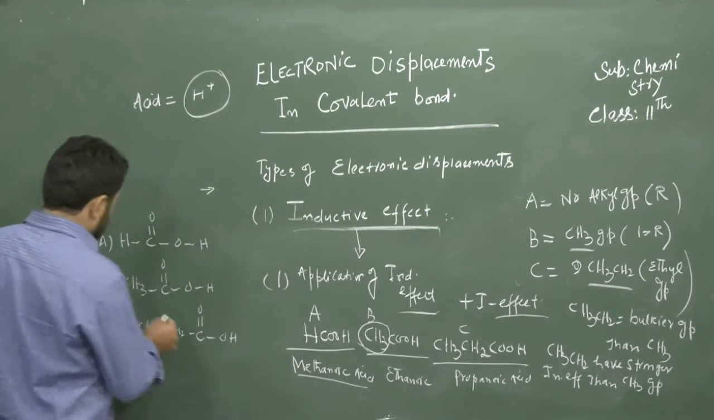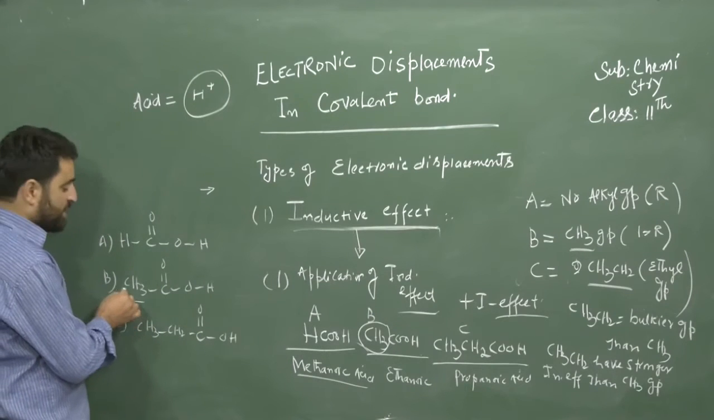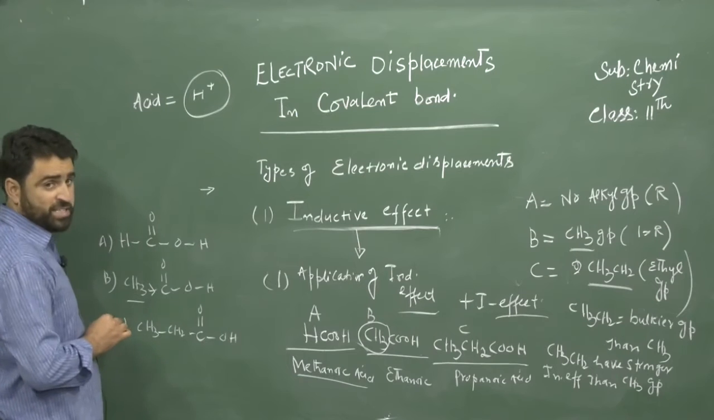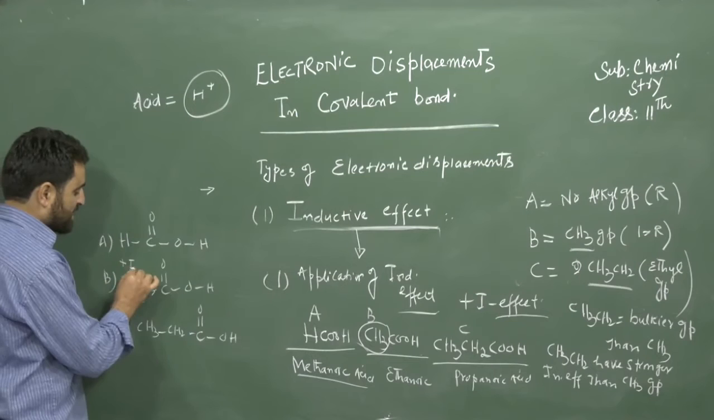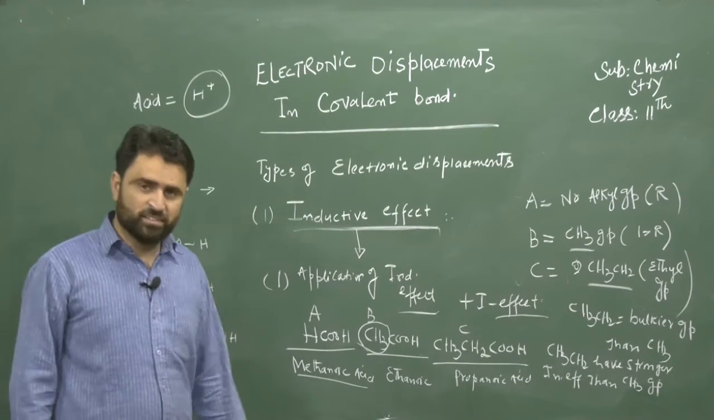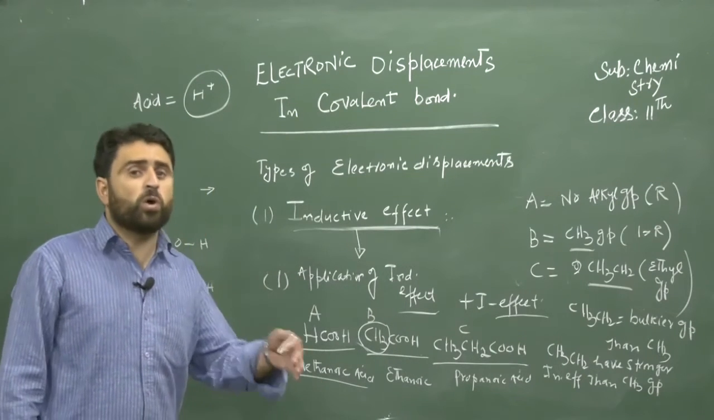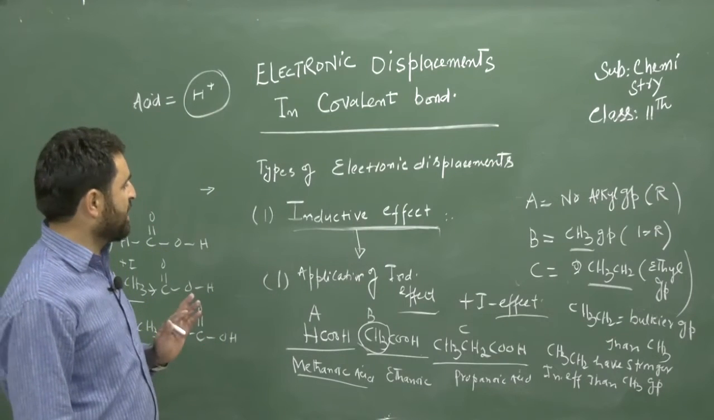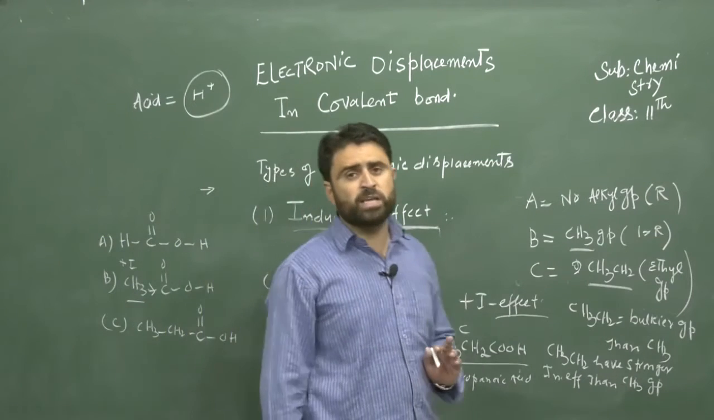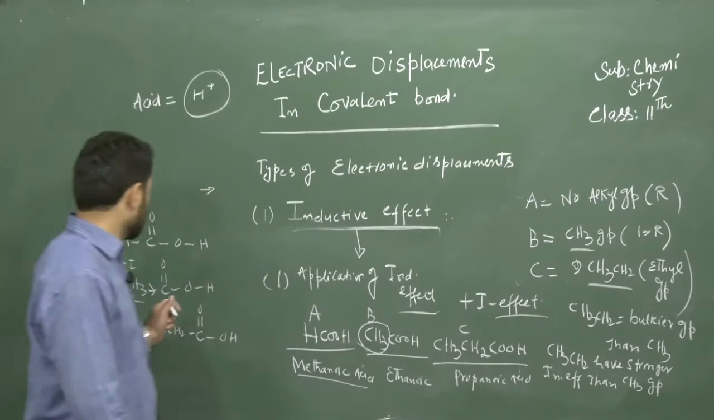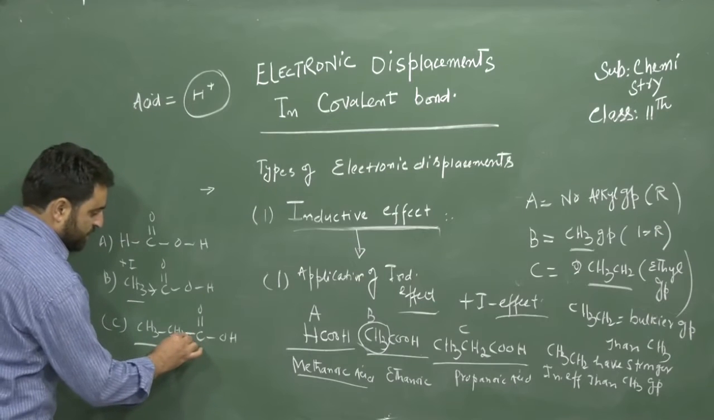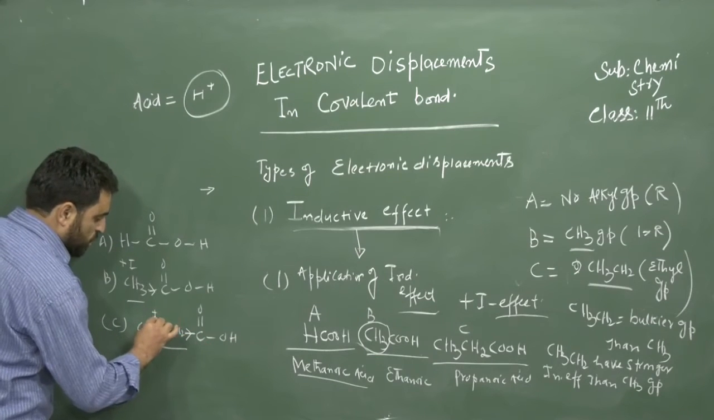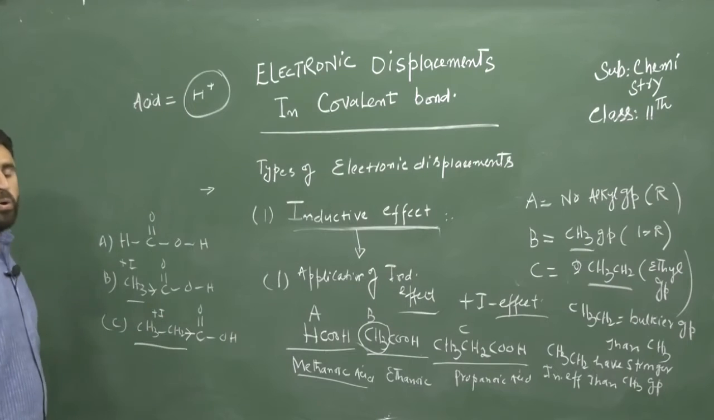But this CH3 has plus I effect, meaning it will donate electrons, because inductive effect means donation of electrons. Plus I means it donates electrons, and minus I means it withdraws electrons. I have written that all alkyl groups have plus I effect. This CH3 is an alkyl group. This CH3CH2 will also show plus I effect. The more inductive effect will be experienced by acid number C.